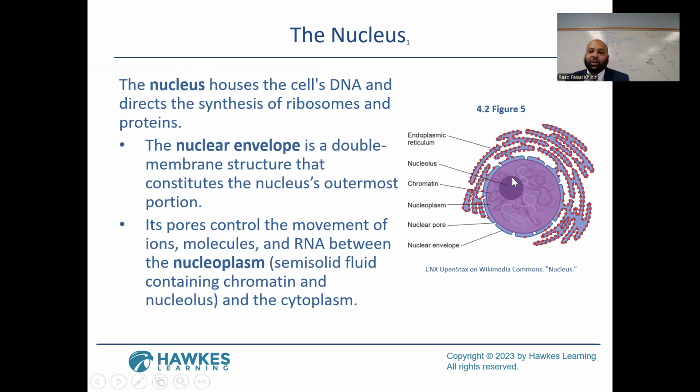You see this little dark region here? The nucleolus is the region that is responsible for making the ribosomes. The nucleus houses the cell's DNA and directs the synthesis of the ribosomes and the proteins. The nuclear envelope is a double membrane structure that constitutes the nucleus' outermost portion.